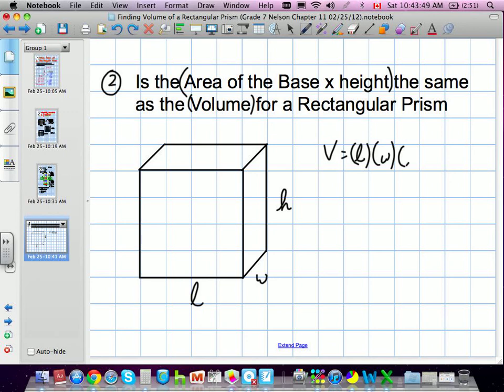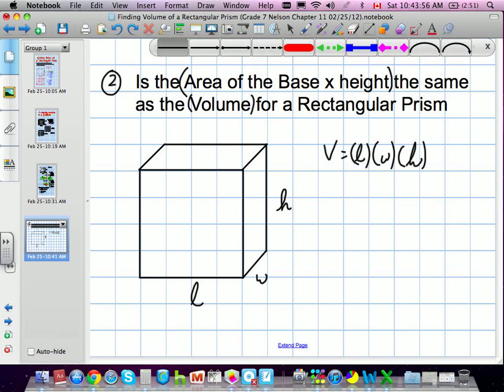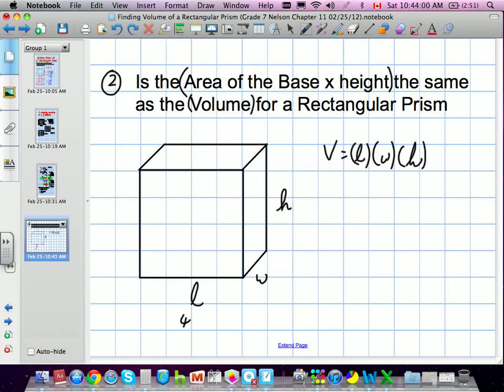What is the area of the base? 4 units. Okay, so you're giving me the length. You're right, this is 4. This is 2. This is 4 again. We'll use the same numbers. Units.